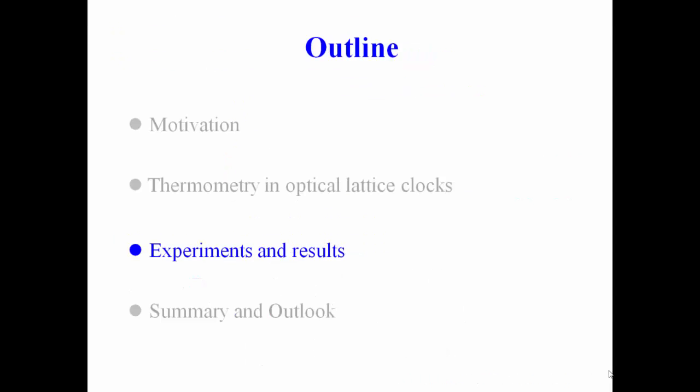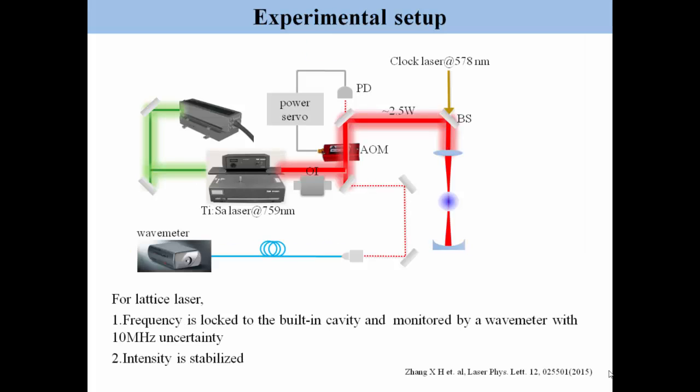So the third part, I will introduce our experiment and the results. This is the schematic of our experimental setup. The lattice laser system is highlighted. The lattice laser frequency is locked to the build-up cavity and monitored by a wavemeter with 10 MHz uncertainty, and the intensity is stabilized via a servo.